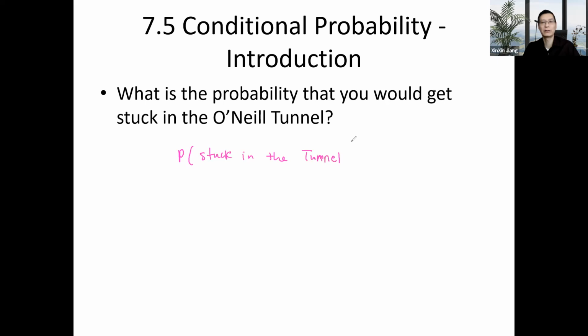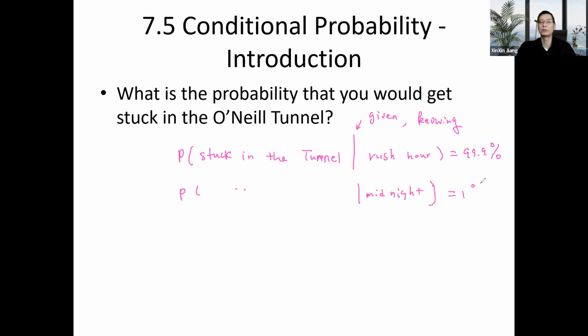The probability, okay, given rush hour. This is a notation; we say it's given, or we say knowing. Given rush hour, that is almost quite sure, 99.9%. And then the probability of being stuck in the tunnel at midnight is probably really low. Let's just assume it's 1%. Okay, so these are the conditional probabilities.